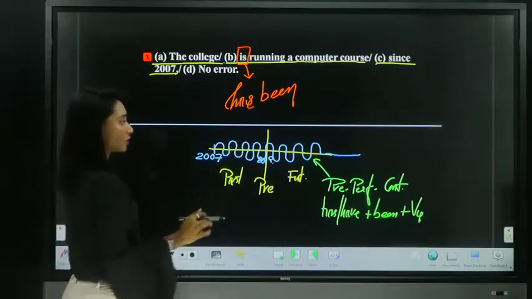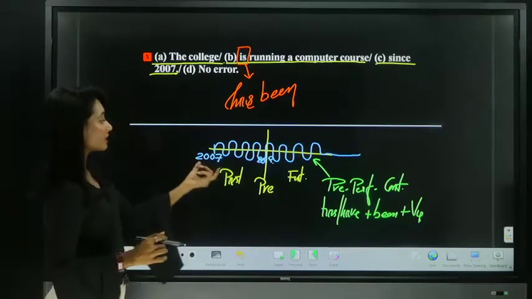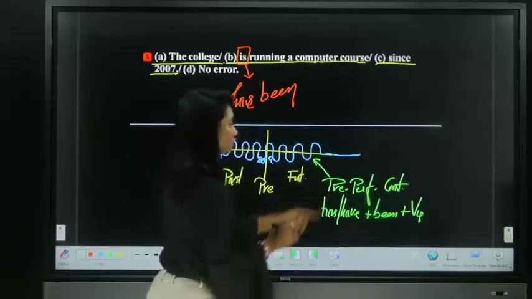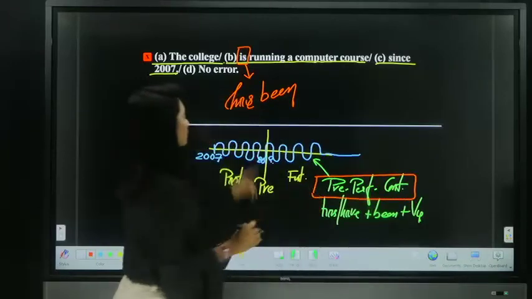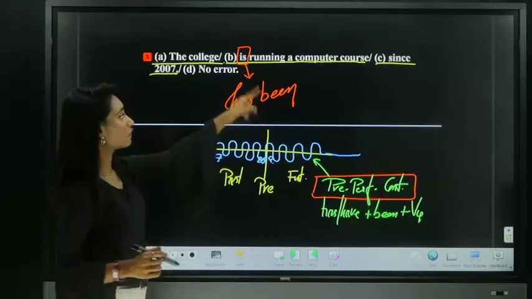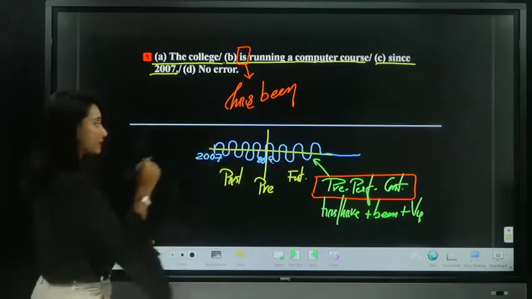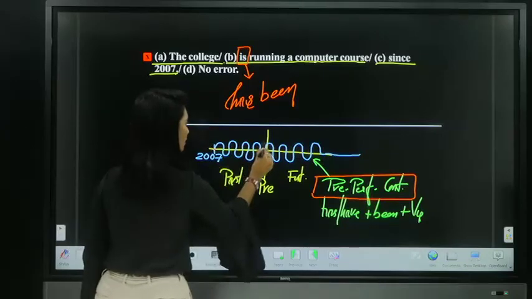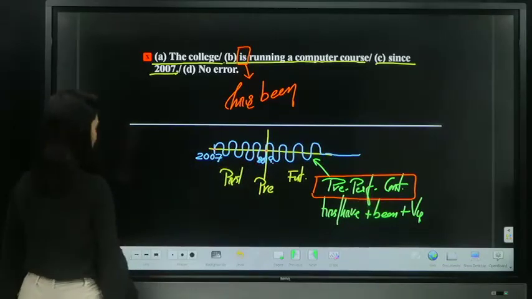So I hope you got this. Not future, Swapna, it is present: started in the past, continuing in the present, and ending somewhere in the future. So present perfect continuous. The college has been running a computer course since 2007. Started at a particular time, 2007. We are in 2019, but still it is running, right? Now let's look at the next sentence.